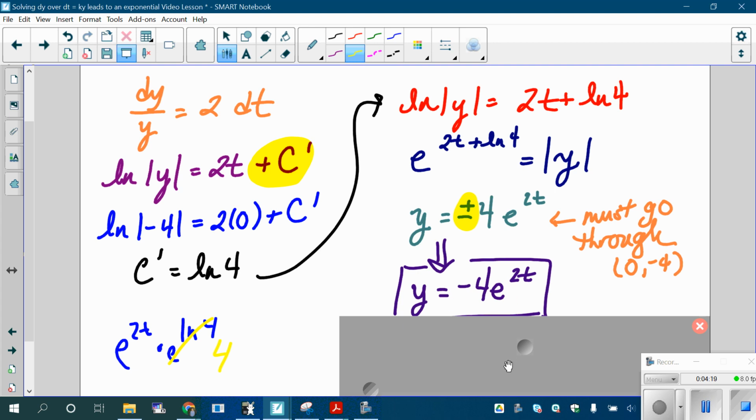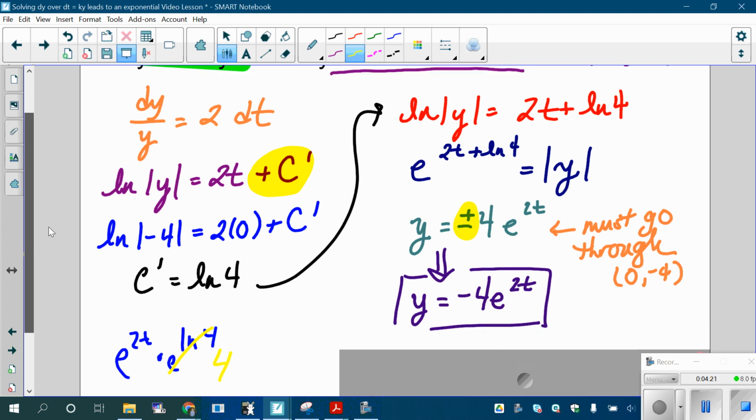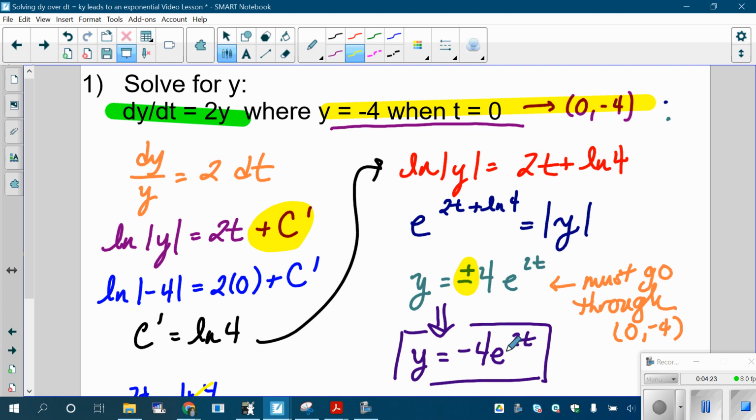You can very easily check that this is the solution. How? You should be able to take the derivative of this. You should get -8 e to the 2t. Oh, the derivative is twice the original. Does it go to the point (0, -4)? Yeah, if you plug in 0, you get out -4. So you can confirm that this meets these two conditions.